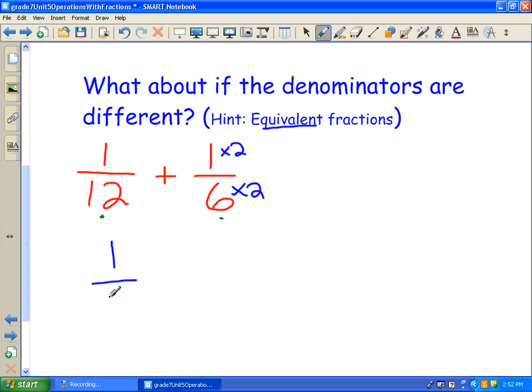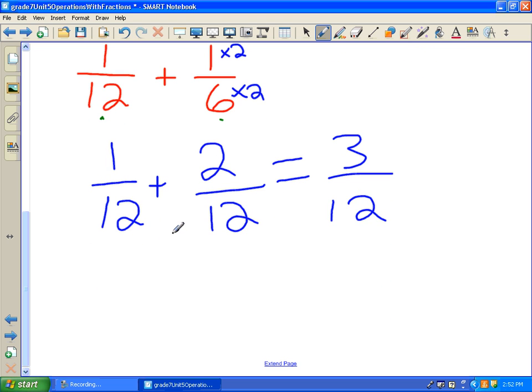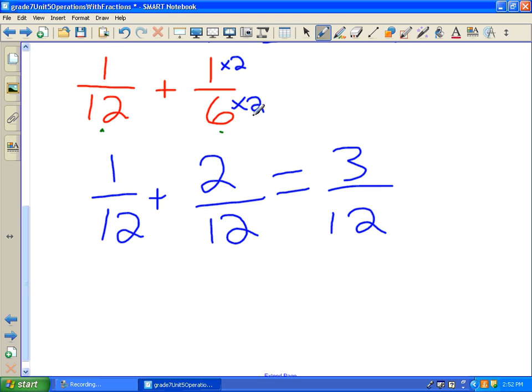So we'll still have 1/12 on this side, but on this side we'll have 2 times 1 is 2, and 2 times 6 is 12. Add them together. 2 plus 1 is 3, and then 12 is on the bottom. So we made them have the same common denominator, or the same bottom number, simply by multiplying them by a certain amount.